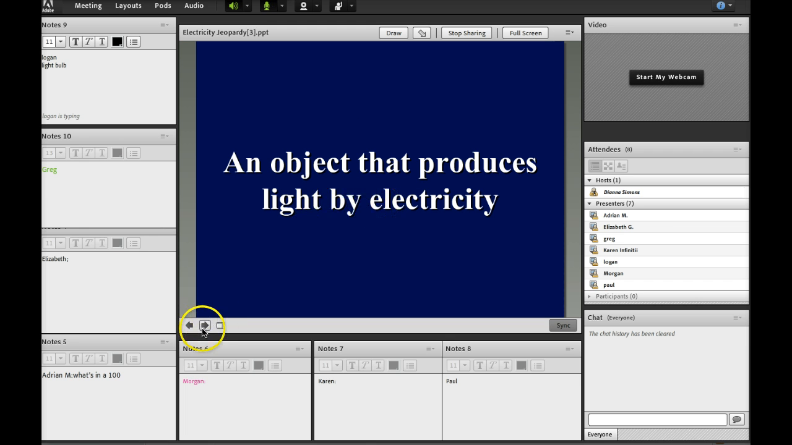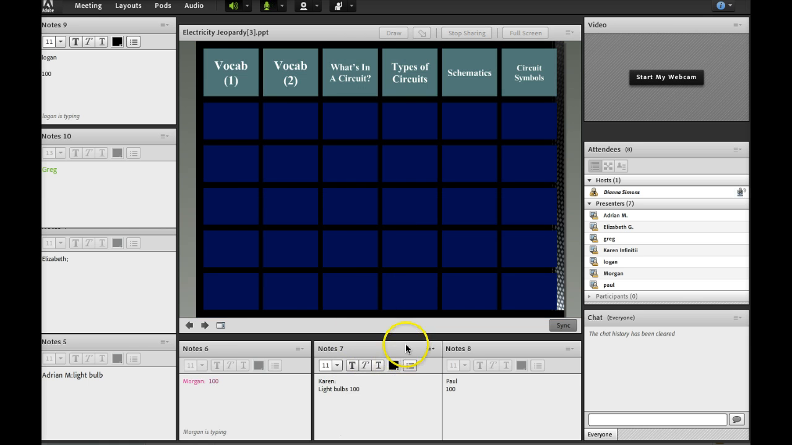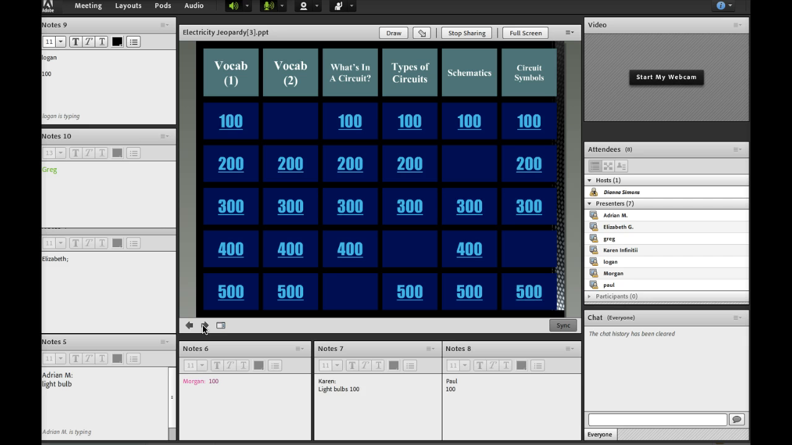So, what is an object that produces light by electricity? Okay. Light bulb. So those of you guys that wrote light bulb, put it in your notepad. You get 100 points. Nice. Okay. So who's next? All right, come on. Numbers, you need to come back. Oh, there they go. All right.